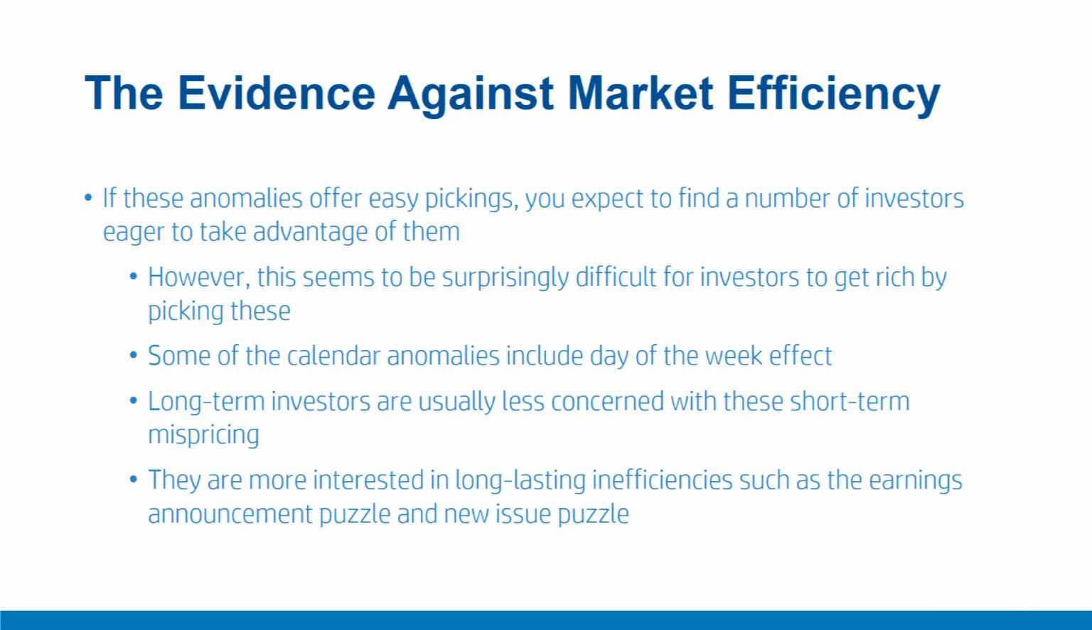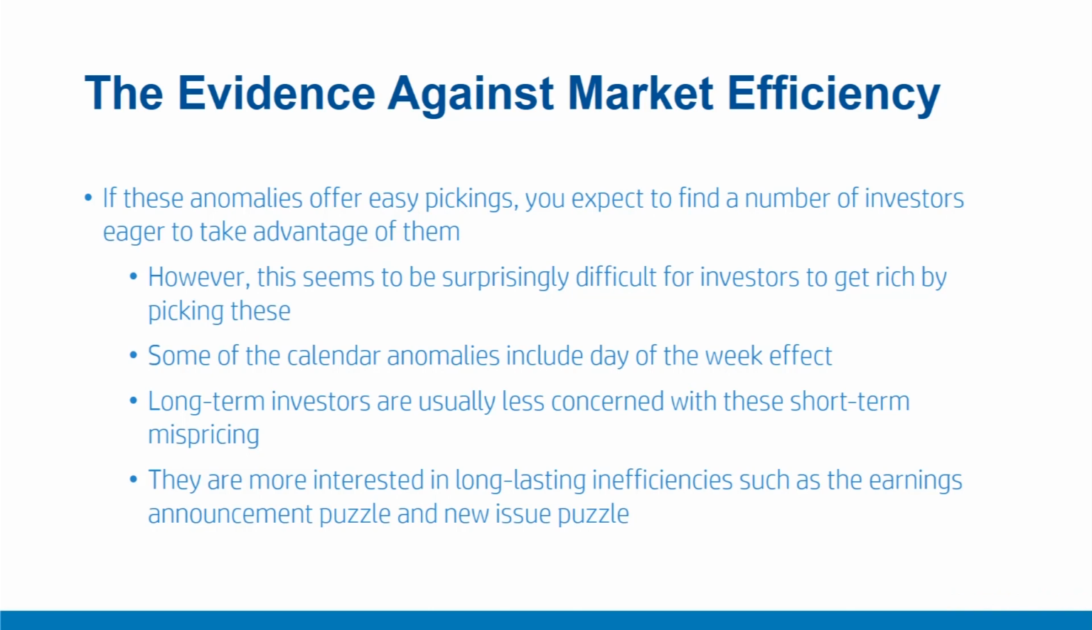If these anomalies offer easy pickings, you would expect to find a number of investors eager to take advantage of them. It turns out that while many investors do try to exploit such anomalies, it is surprisingly difficult to get rich by doing so. We have dwelt on the small firm effect, but there is no shortage of other puzzles and anomalies. Some of them relate to the short-term behavior of stock prices. For example, returns appear to be higher in January than in other months. They seem to be lower on Monday than on other days of the week, and most of the daily returns come at the beginning and end of the day.